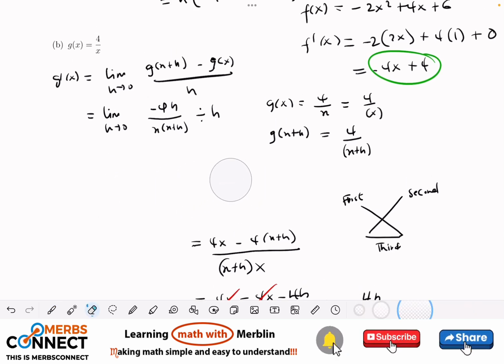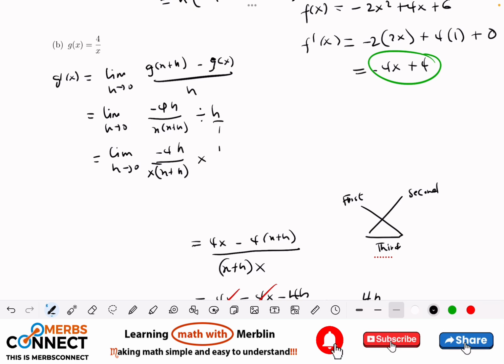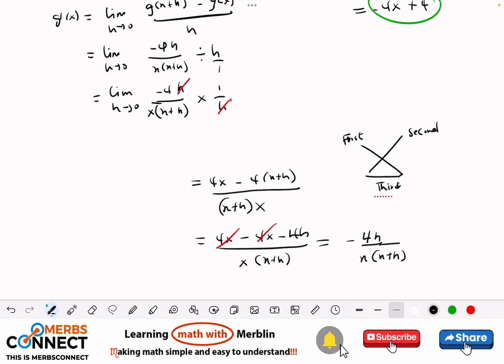So I'm going to have limit as h is approaching 0 of minus 4 divided by x times x plus h, times, so don't forget this h is divided by 1. So when I change it to multiplication, this one will be 1 over h. Then now we can see that this h will cancel this h here. So we are going to have limit as h is approaching 0 of minus 4 divided by x times x plus h.